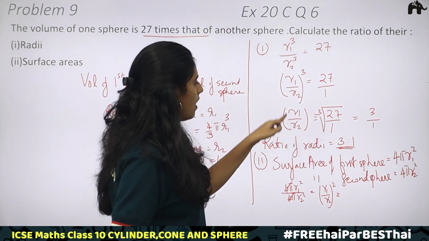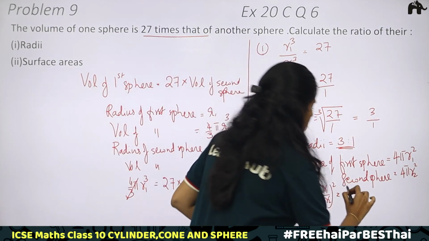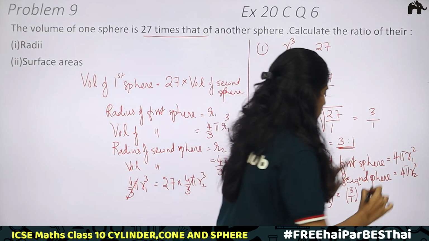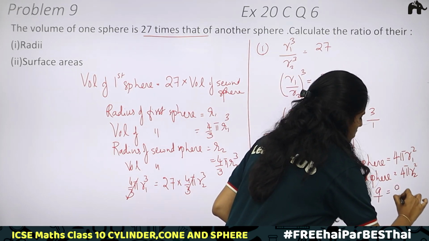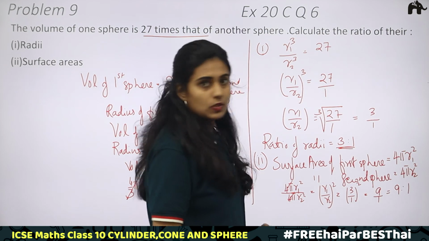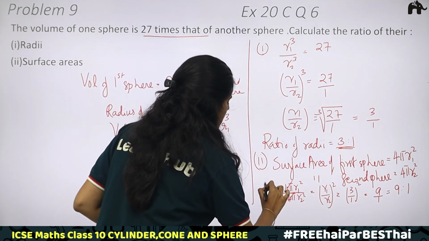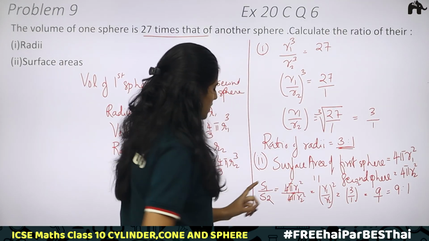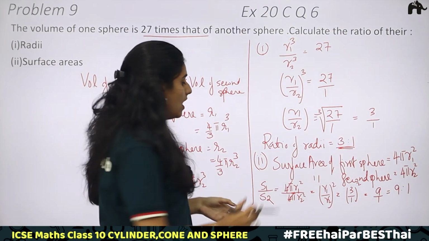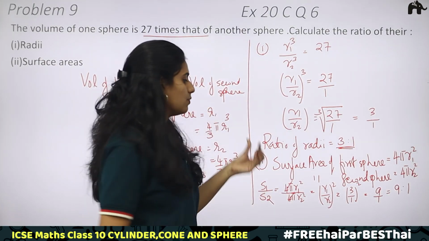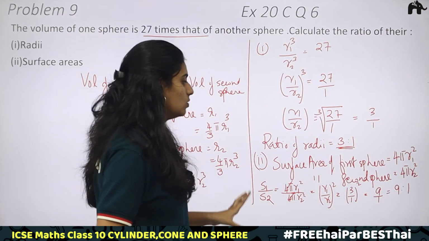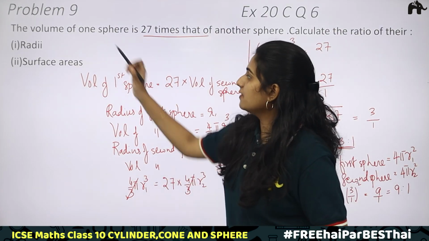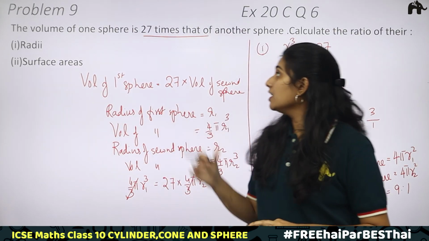What is r1 by r2? r1 by r2 is equal to 3 by 1. 3 by 1 whole square, which is 3 square 9, 1 square 1. 9 by 1 and the required ratio is 9:1. Therefore, we can write surface area of first sphere divided by surface area of second sphere. Surface area of first sphere we have taken as S1 and surface area of second sphere as S2. S1 by S2 or S1 is to S2 is equal to 9:1. Clear? So, we have determined the ratio of radii and the ratio of surface areas of the two spheres.